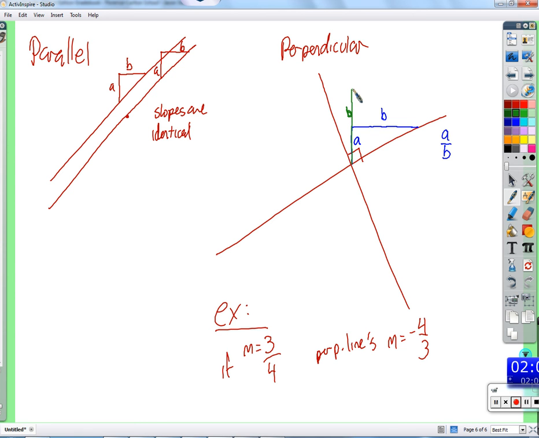So now what I need to figure out is how big is that? If it's A, it's going to be in a negative direction, right? Then it'll be negative B over A. So we just have to prove that that's A. Right? How are we going to do that?